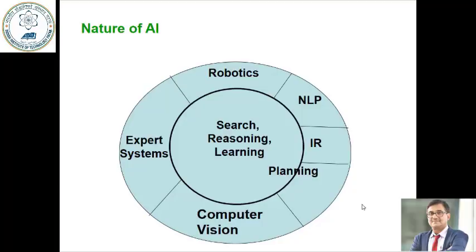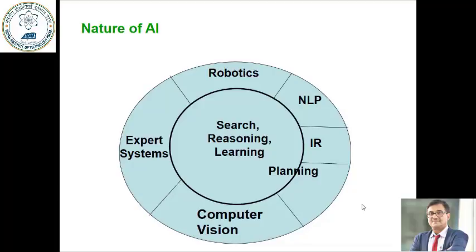First of all, it is pertinent to talk about the nature of AI. Artificial intelligence consists of many sub-areas, all of which are extremely useful, complex, intellectually rich. This is a traditional view of AI where there are two concentric circles. The inner circle consists of topics like search, reasoning, and learning. These form the core of AI because all other areas of artificial intelligence draw from these core areas.